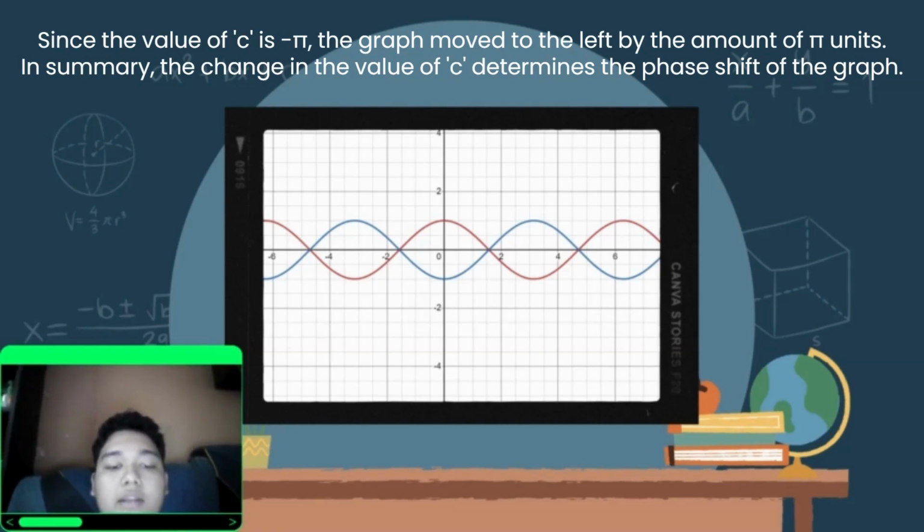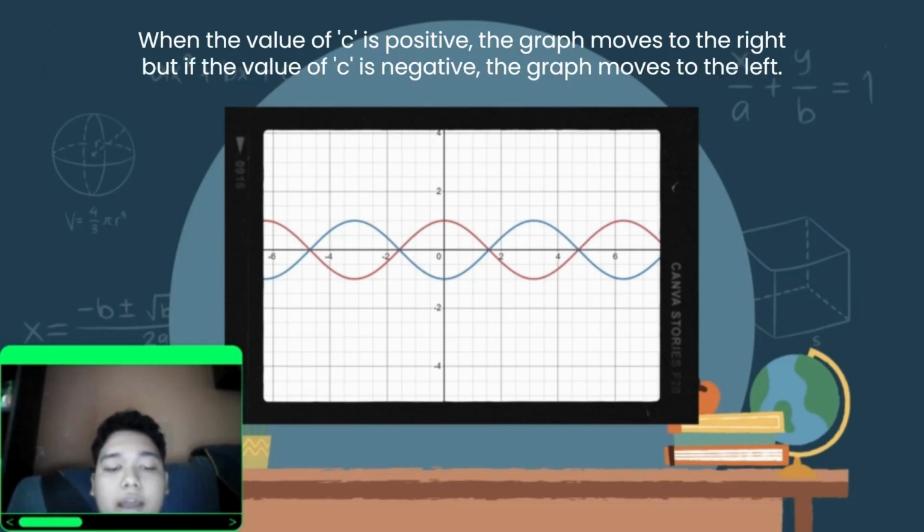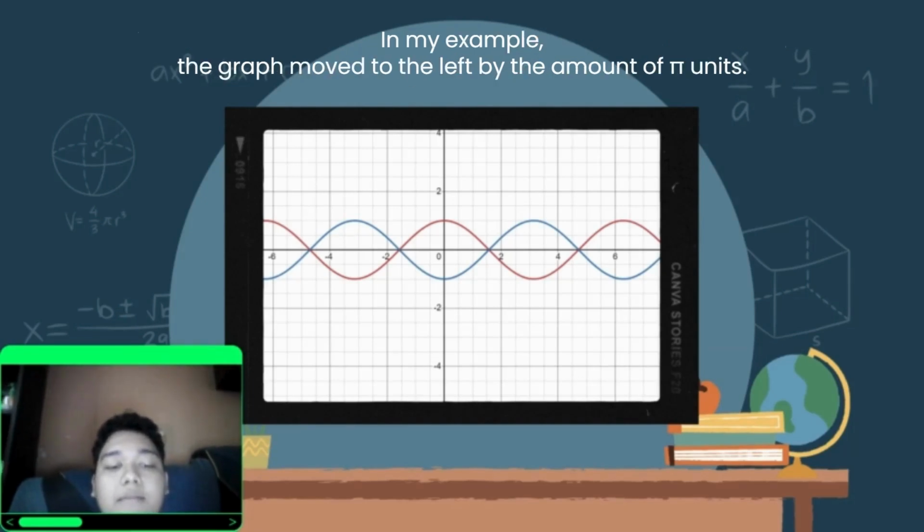In summary, the change in the value of c determines the phase shift of the graph. When the value of c is positive, the graph moves to the right, but when the value of c is negative, the graph moves to the left. In my example, the graph moved to the left by the amount of pi units.